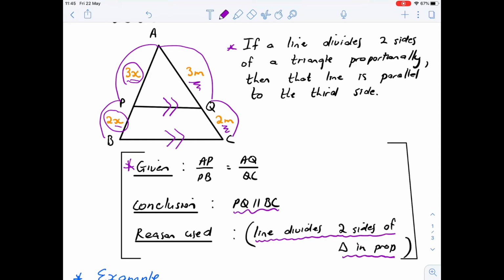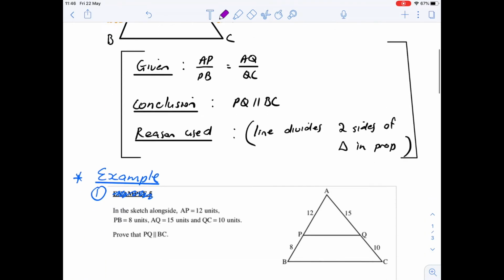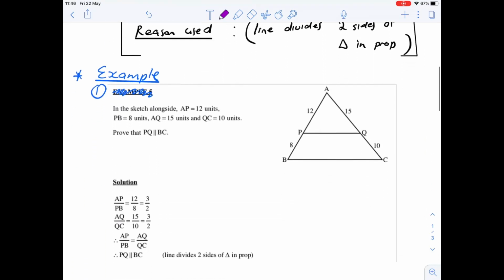Okay, so it's just exactly the opposite. In the first theorem, if the lines are parallel, then the sides are in proportion. In this one, if the sides are in proportion, then the lines are parallel. So it's basically the direct opposite, the direct converse. So now let's move on to an example.